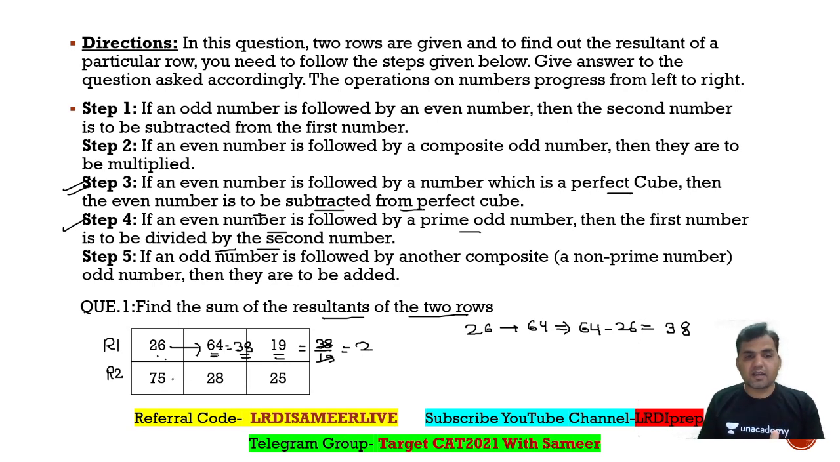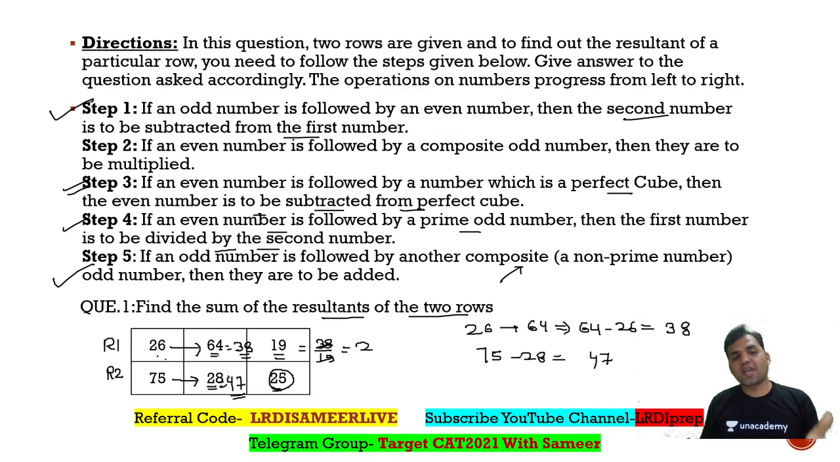Then if you look at row number 2, 75 is being followed by 28. 75 is an odd number, 28 is an even number. Can I apply step number 1 here? Then the second number is supposed to be subtracted from the first number. So if I subtract 28 from 75, I'll get 47. I see that 47 here is a prime number, or you can say an odd number. It is followed by another composite odd number, 25. So can I apply step number 5 here?